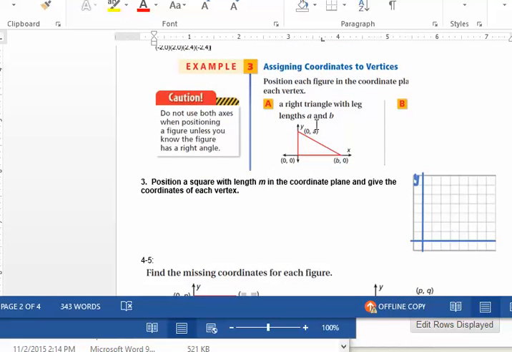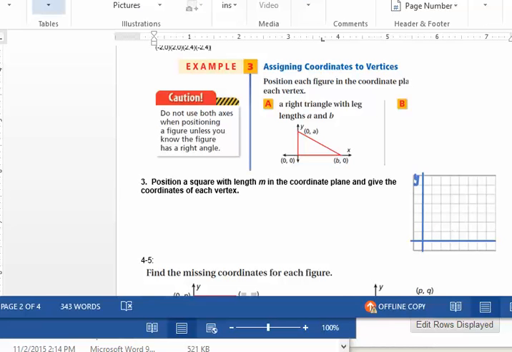If you do not have a specific length, but you have a variable, you're still going to do the same thing. However, this says to position a square with length m in the coordinate plane. So I gave you a coordinate system with no numbers on the bottom. You get to decide where m is going to be. But it's a square, so if you decide that m should be over 3, then it also should be up 3 units. Now, I'm not saying m is equal to 3. I'm just saying that I need to pick where m should be.